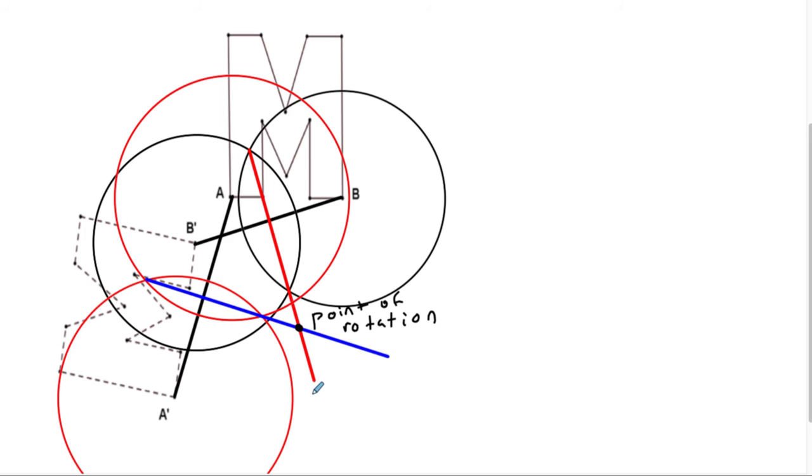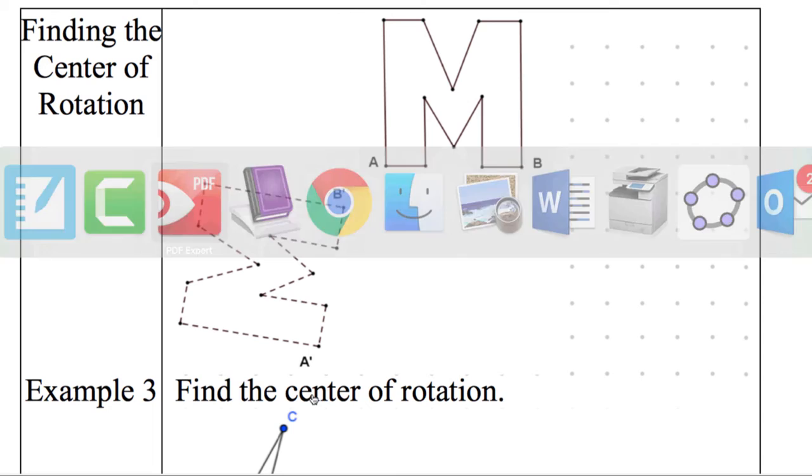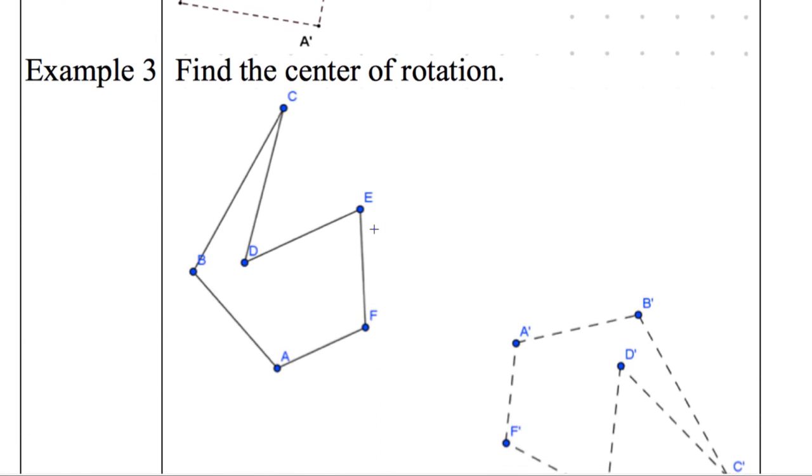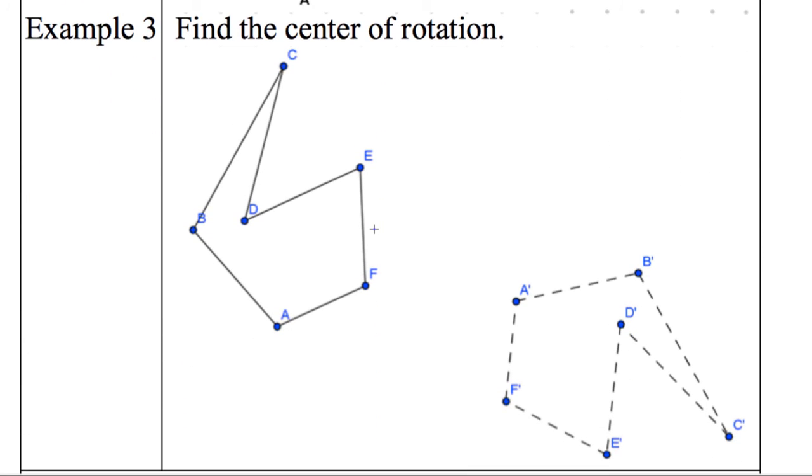Done. Do you guys think you can try that on your own? I think you can try it on your own. I think you guys are good. Try it again for example 3. Find the center of rotation. You need to choose 2 points, the pre-image and the image. So like A to A prime or E to E prime, just choose 2 pairs of points, make perpendicular bisectors, and then where those perpendicular bisectors intersect is your center of rotation or your point of rotation. F to F prime is a good one, and then anything else works.